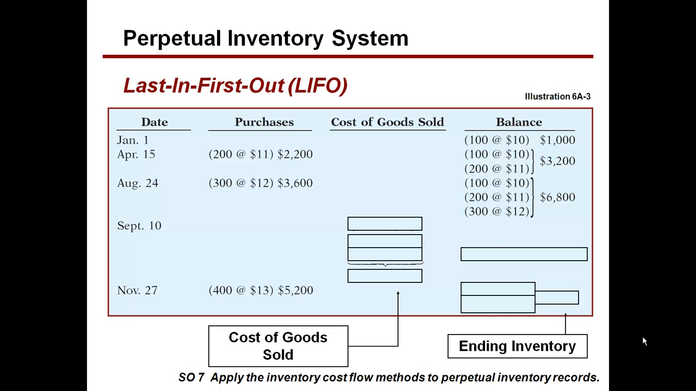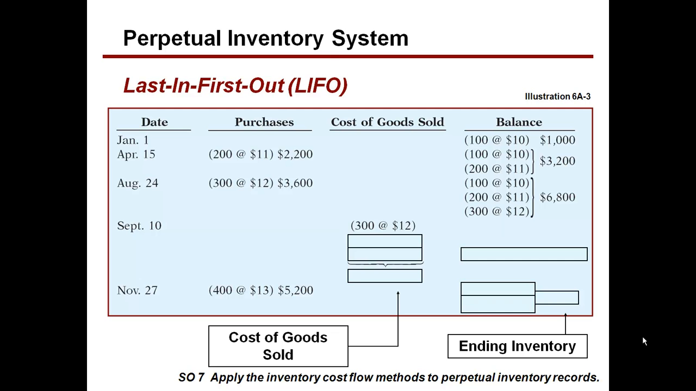Now we sell 550 units on September 10th. Watch how our cost of goods sold calculation is going to be different. Under LIFO, we're going to assume that the last layers, the most recent costs, are the first ones out the door when we determine cost of goods sold on the income statement. So looking at our last layer first, 300 units at $12, that's assumed to go out first. Again, this is just an assumption. This is not the physical flow. We do not know the physical flow.